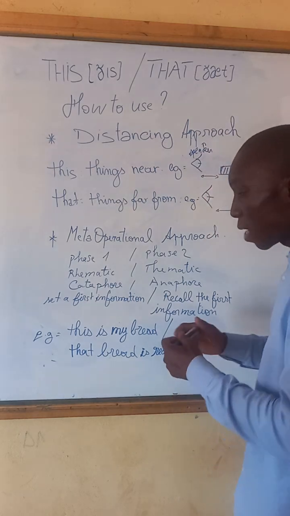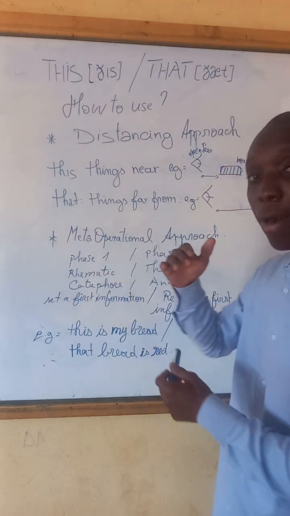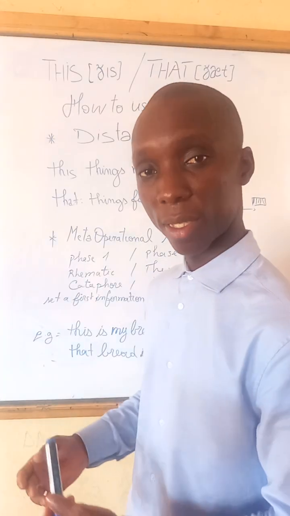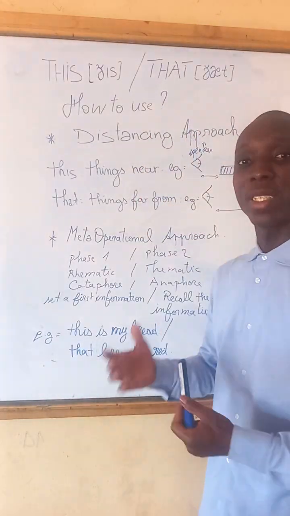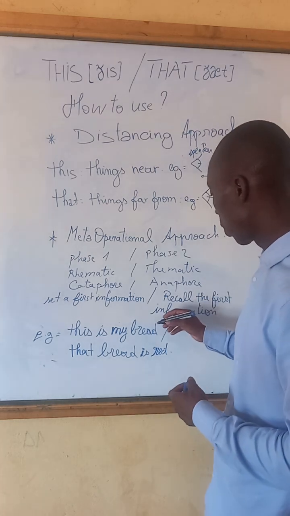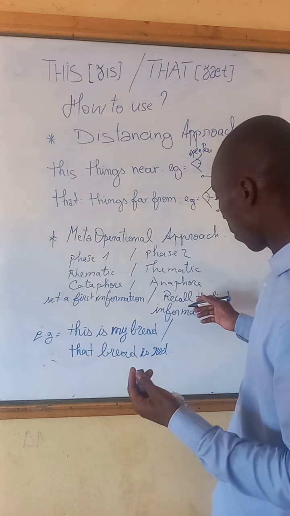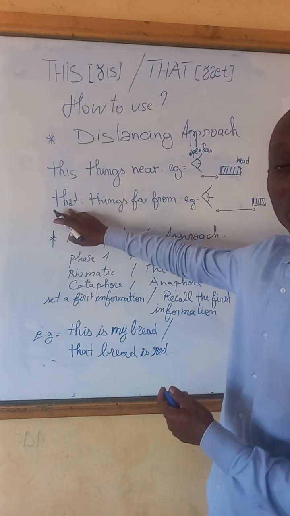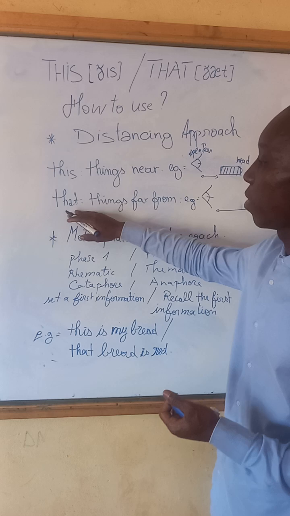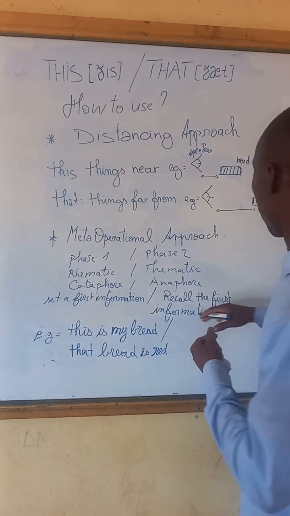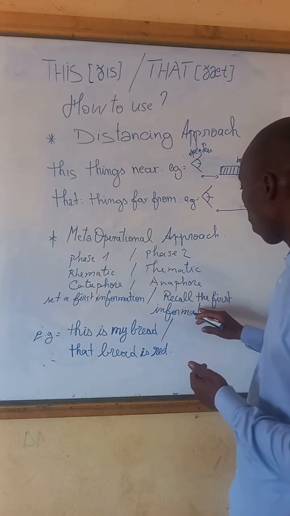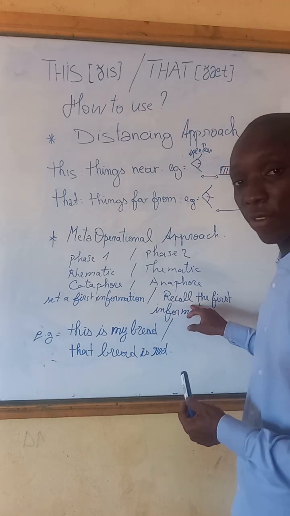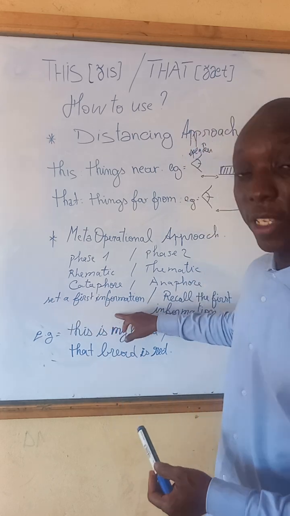And while wanting to recall the first information earlier set or posited before, you should take into account the demonstrative pronoun that. So that is simply to recall the first information. Okay, that recalls the first information. This sets a first information.